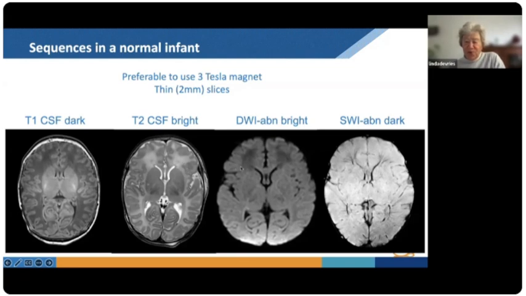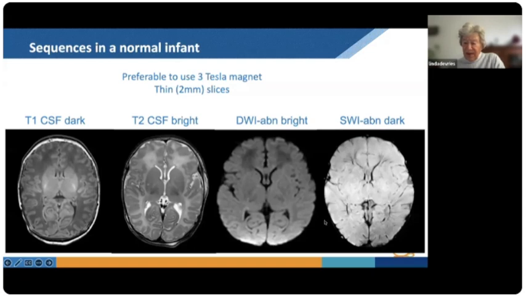Now here we see the diffusion. Here the abnormalities will show up as bright areas, as we'll see in our cases shortly. But in this child, everything is gray, so there are no areas of acute ischemia. And then you will probably tell me, well, there's something going on here at the bottom of the brain. But actually that is artifact, which you quite often see at the surface.